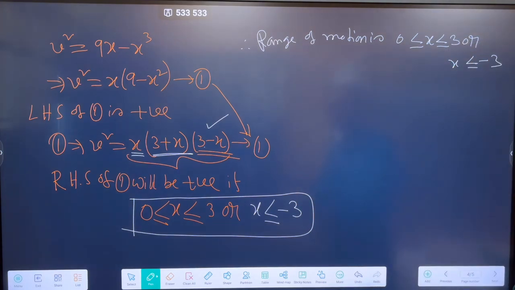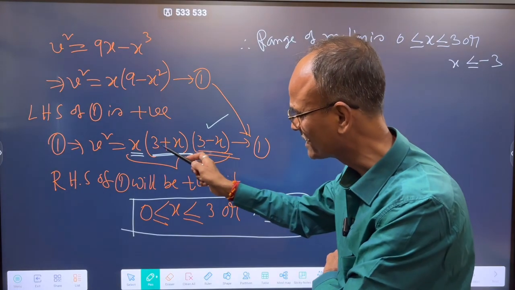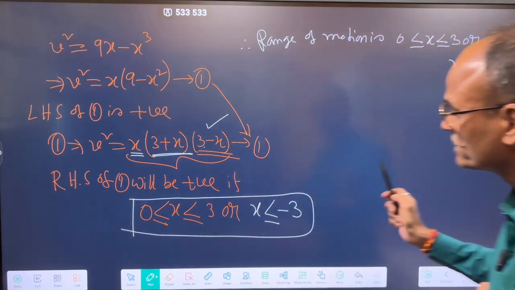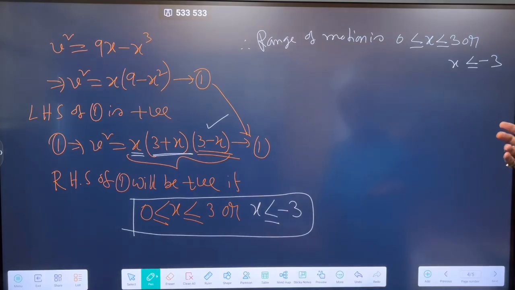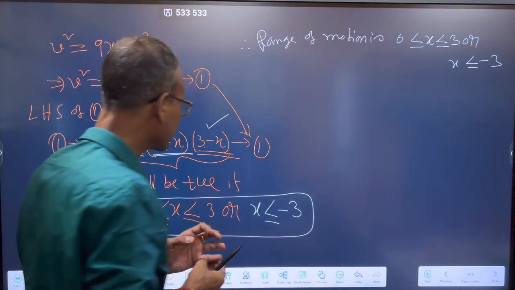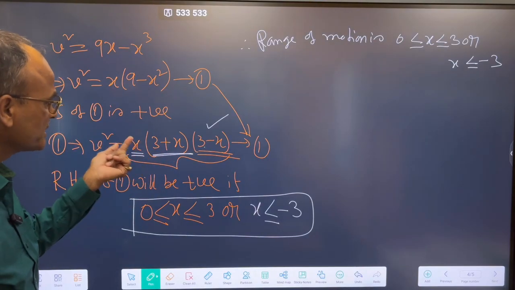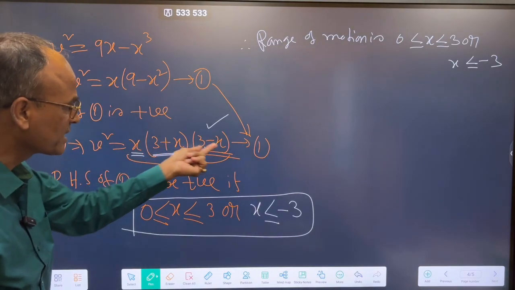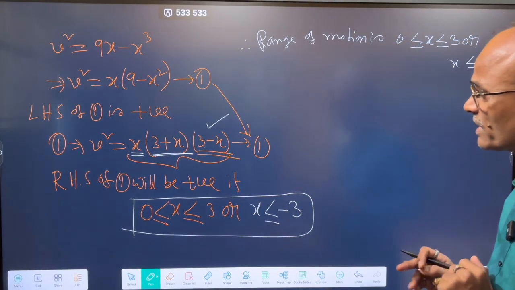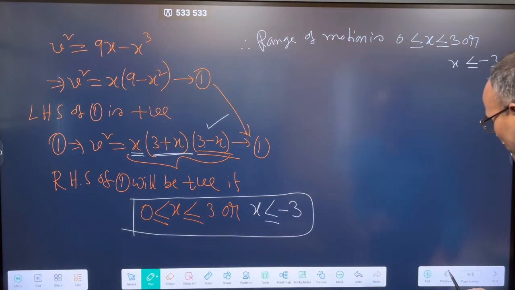X lies between 0 and 3, or x is less than or equal to -3. Put -4, minus and plus. This range of motion is this or this. The first part has been done.